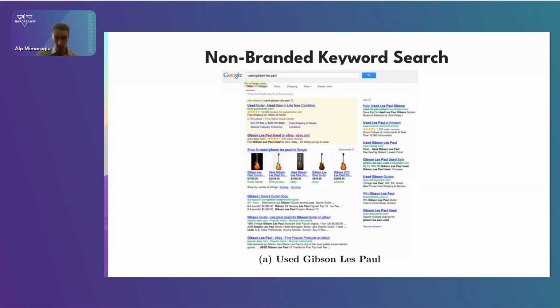So a non-branded keyword now. No company name included in the search. Gibson Les Paul is a brand of guitar. Someone wants to buy that. Then an ad pops up from eBay. eBay is notifying the person, hey, we have this guitar. There's Guitar Center. There's many other people. So this is non-brand. Branded means there's a company name. Non-branded, no company name.